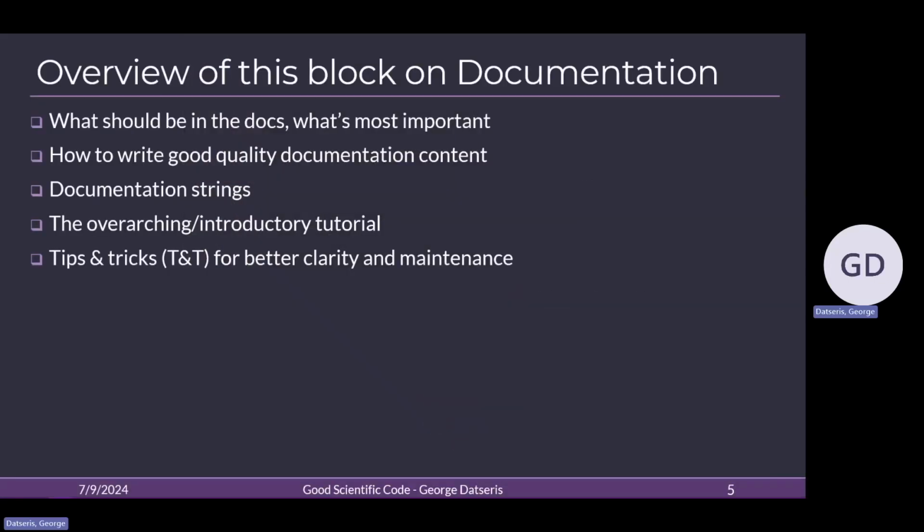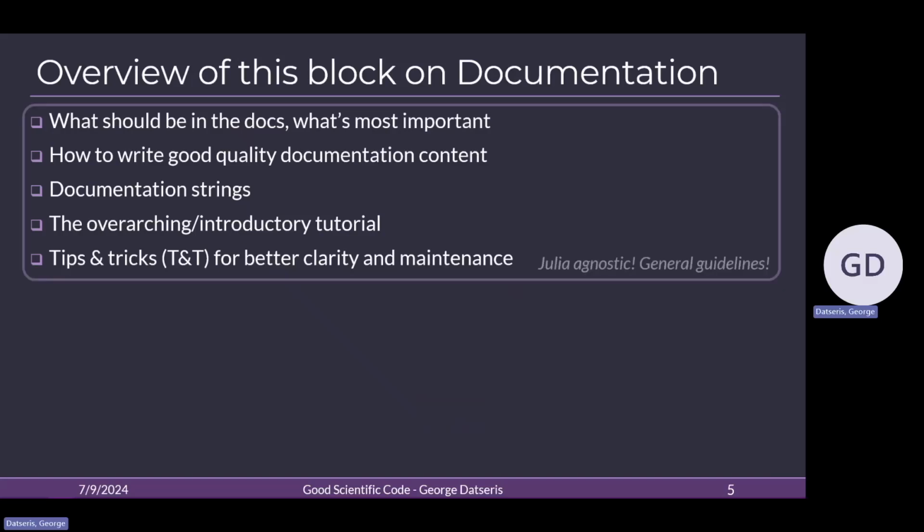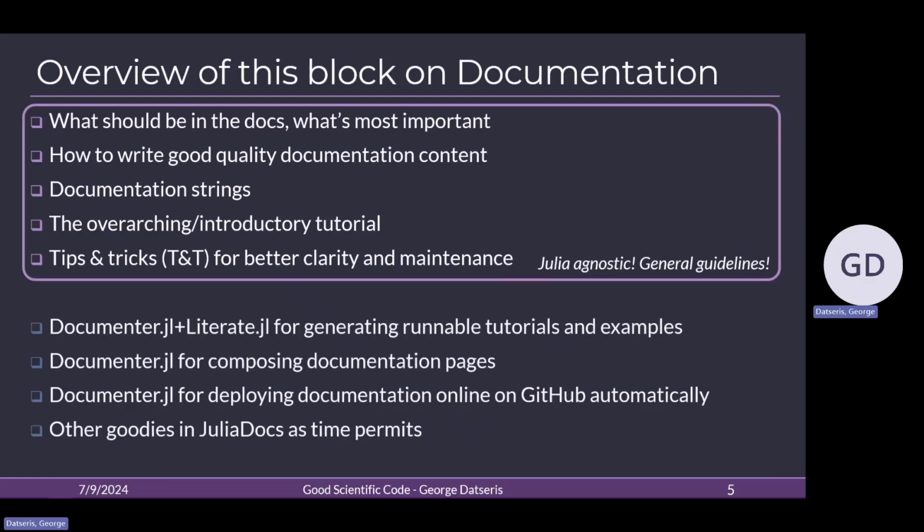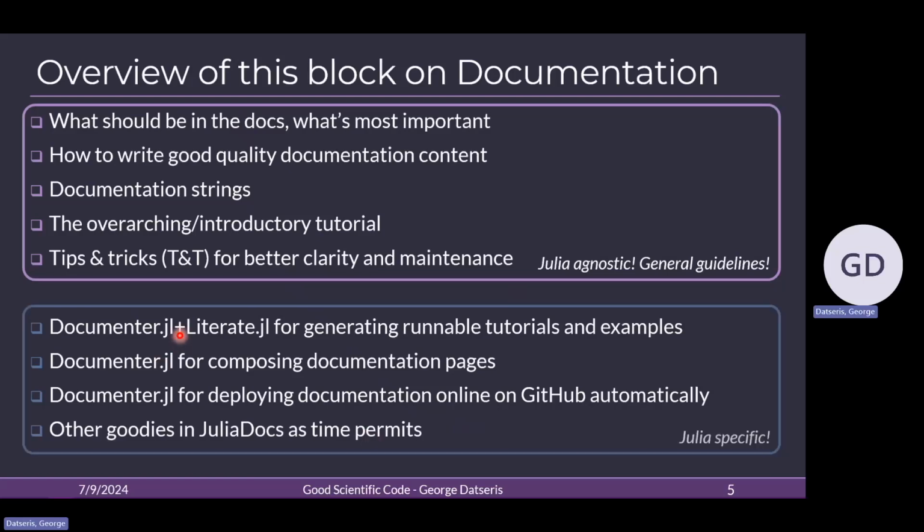Right, so here's the outline. Let's say the first component or the first half of this workshop is really about principles of good documentation. And this part is really Julia agnostic. Everything that you will learn will apply to any programming language or environment that you use. And the second part, let's say, is really how you would actively build the documentation for your software using well-established tools like Documenter.jl and Literate.jl. Of course, this part of the workshop is really Julia specific, all right?